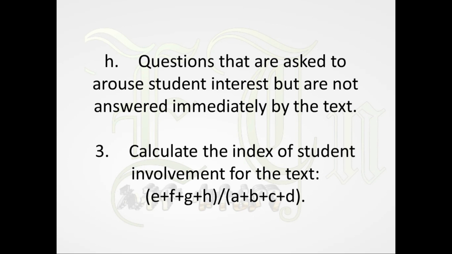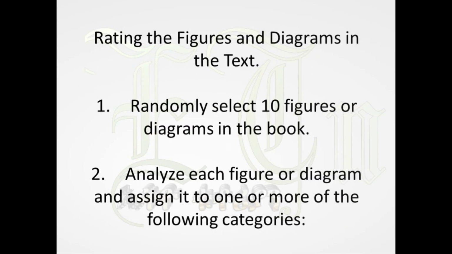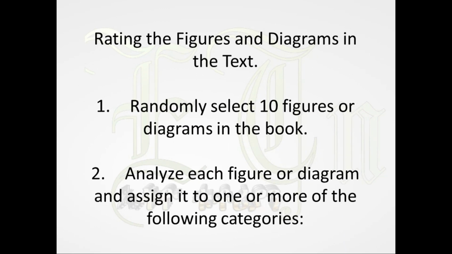3. Calculate the index of student involvement for the text: E plus F plus G plus H, divided by A plus B plus C plus D. Rating the figures and diagrams in the text. 1. Randomly select 10 figures or diagrams in the book. 2. Analyze each figure or diagram and assign it to one or more of the following categories.